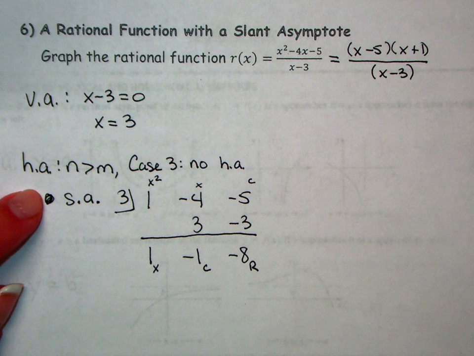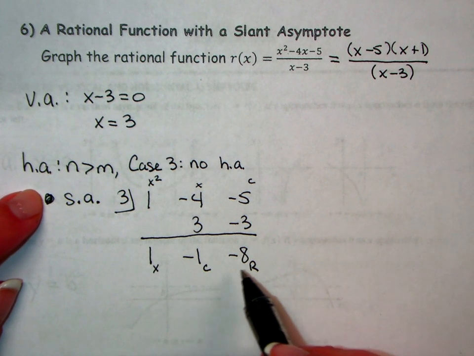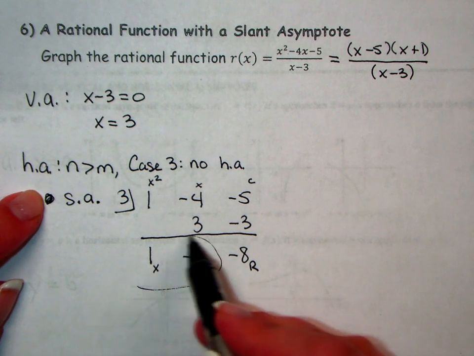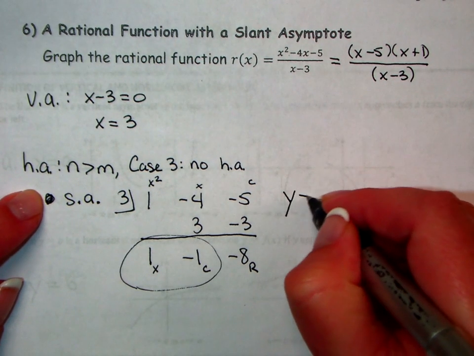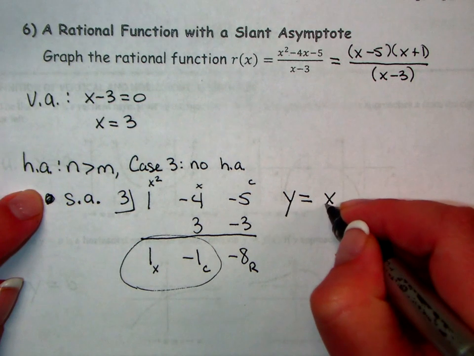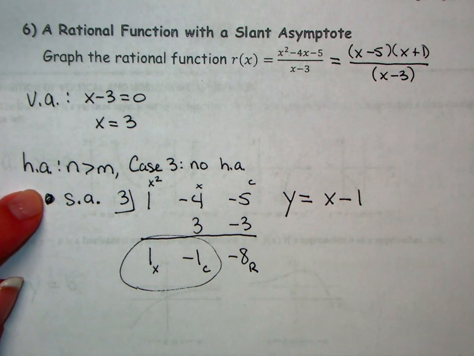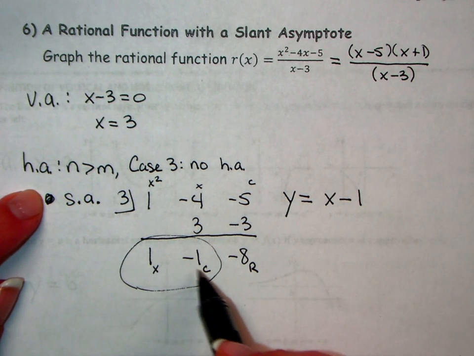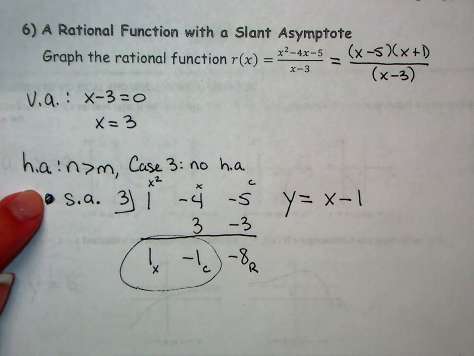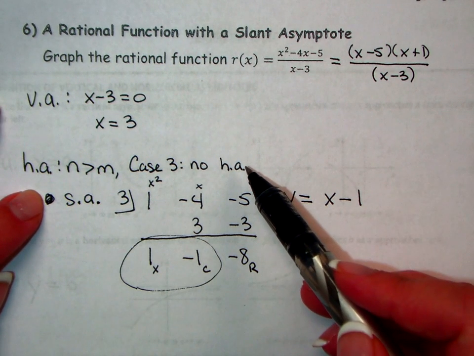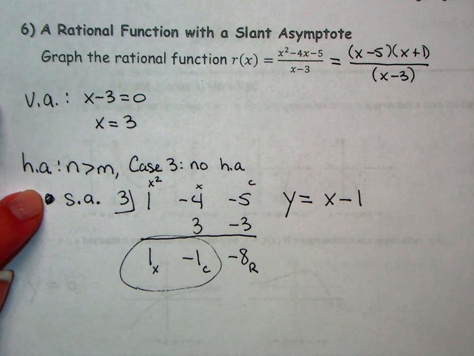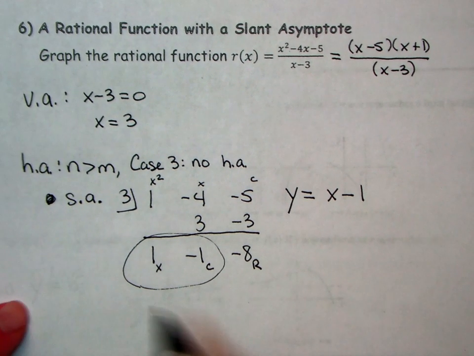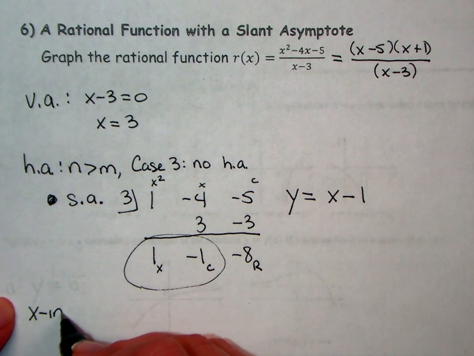all right? Our slant asymptote is the quotient only. I'm going to ignore the remainder. This right here is where my slant asymptote is. So the slant asymptote is at y equals x minus 1. Okay, 1x minus 1. Just the quotient. Right? So if you have a case 3, there is no horizontal asymptote, but you do have to find the slant asymptote. All right?